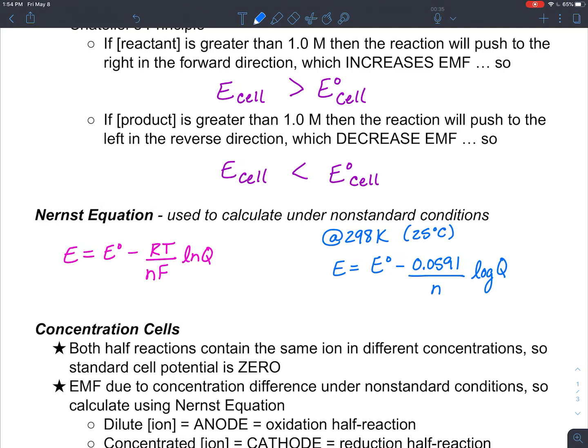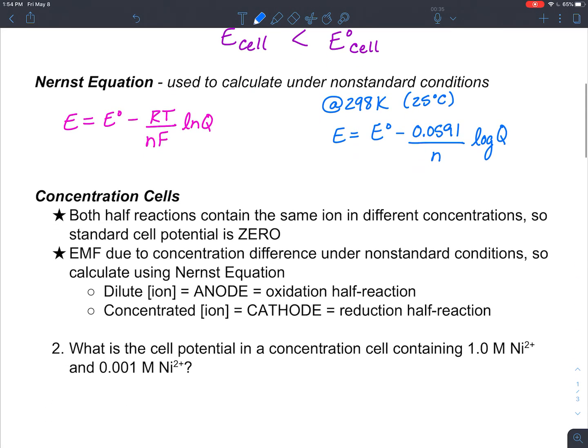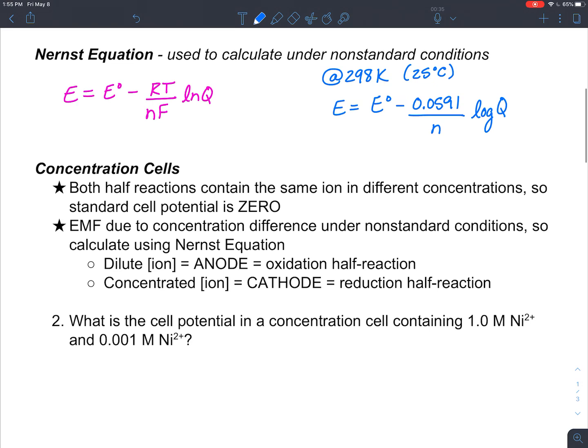Now you may be asking yourself why it changes from the natural log to the log of Q. Honestly, I would have to go back and look that up. It's been a while since I've looked at that, so if you want to look that up, great. If not, ask me and I'll see if I can go back and look it up. Okay. So those are the two equations that we can use.